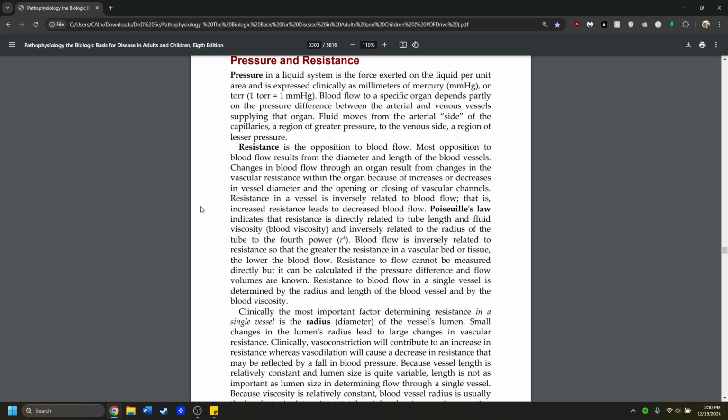Poiseuille's law indicates that resistance is directly related to tube length and fluid viscosity, or blood viscosity, and inversely related to the radius of the tube to the fourth power. Blood flow is inversely related to the resistance, so the greater the resistance in the vascular bed or tissue, the lower the blood flow. Resistance to flow cannot be measured directly, but it can be calculated if the pressure difference and the flow volumes are known. Resistance to flow in a single vessel is determined by the radius and length of the blood vessel and by the blood viscosity.